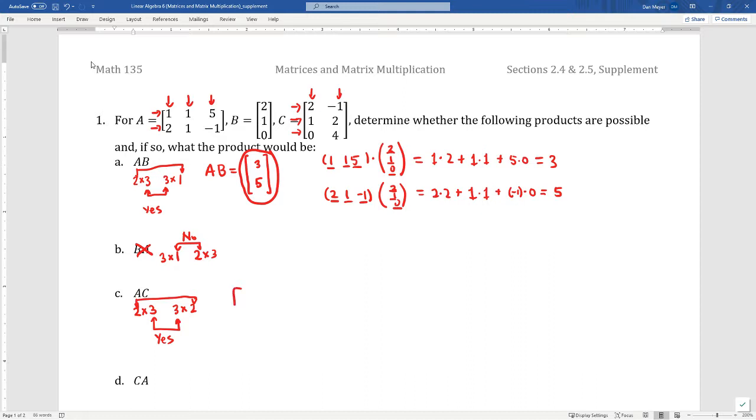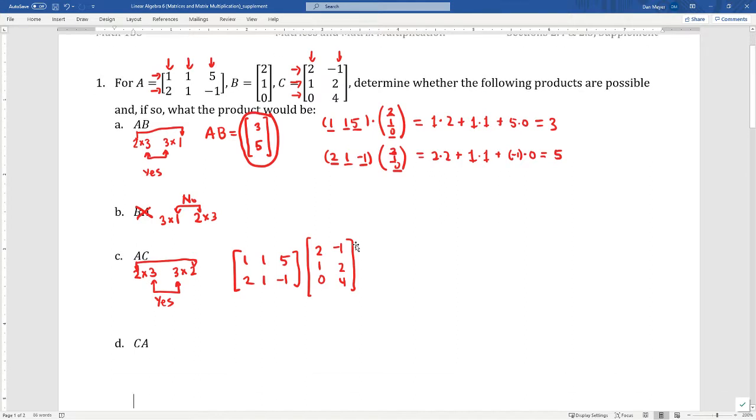So maybe let's copy these matrices down here. 1, 1, 5, 2, 1, negative 1. And we're going to multiply that by C, 2, 1, 0, negative 1, 2, 4. And now the resulting matrix, when I do this matrix multiplication, like we said, is a 2 by 2 matrix. So we're going to have four values that we need to find.